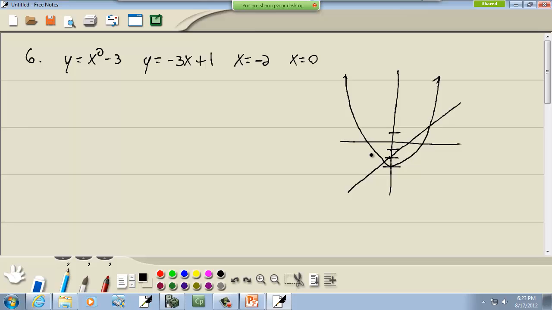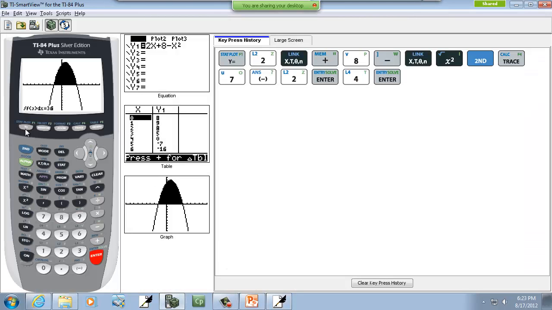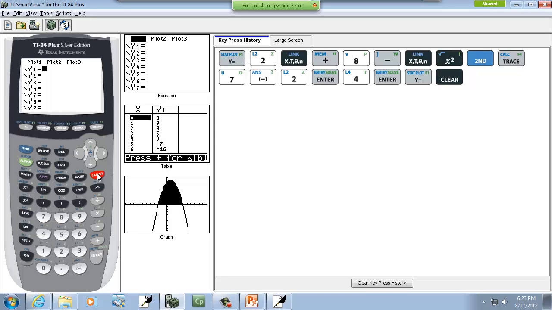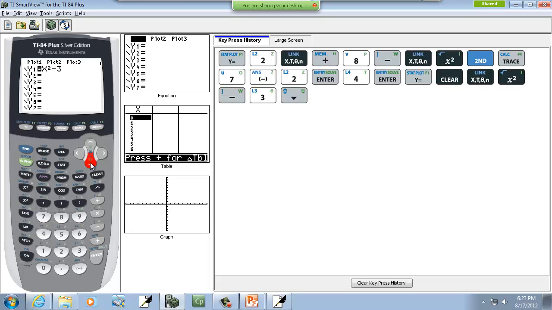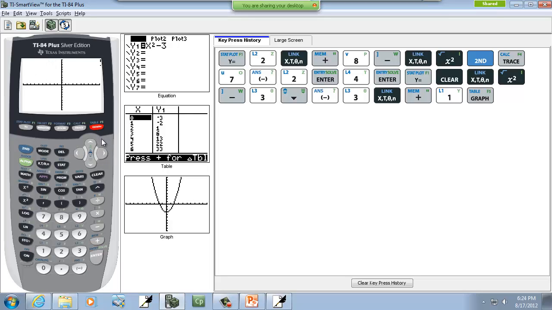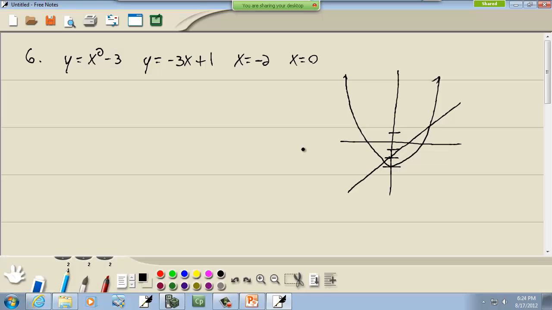Now let me show it on the calculator. So press y equals, press clear. We've got x squared minus 3 and negative 3x plus 1. And then let's graph. Now we're looking at it from negative 2 to 0. Boy, what did I do? 1, negative 3. Oh, man. Boy, that was pretty bad.